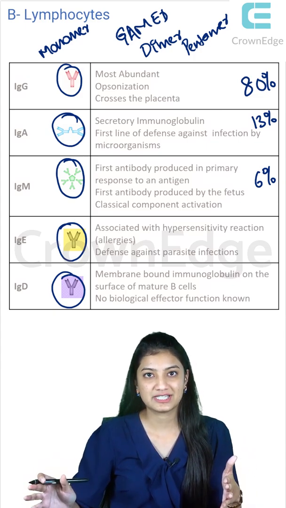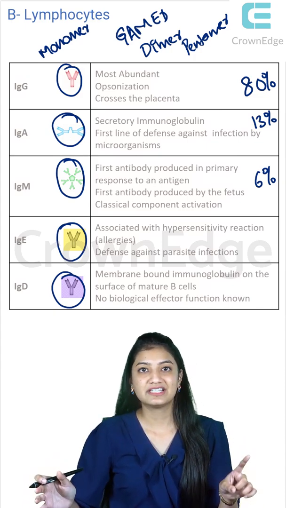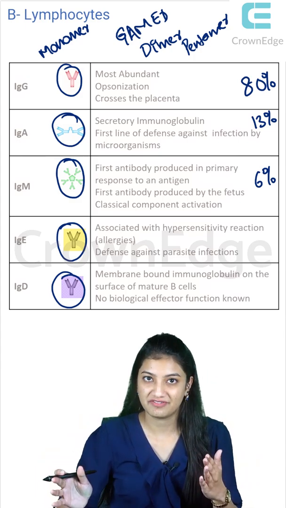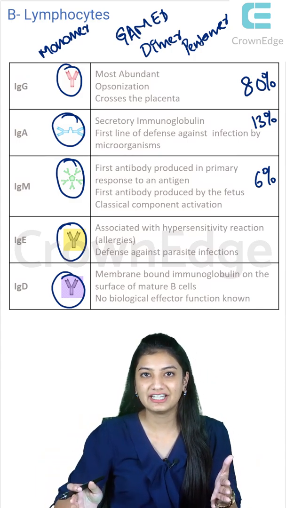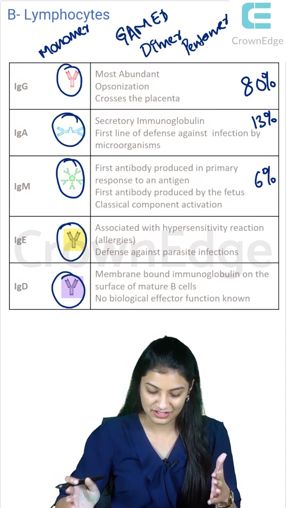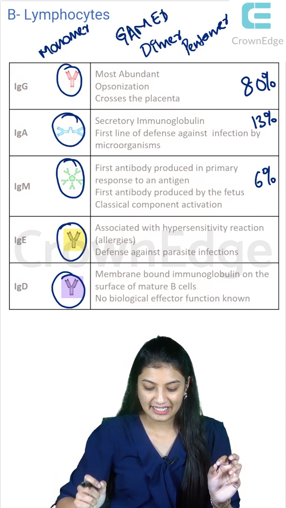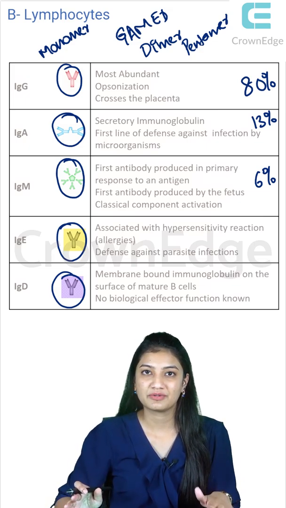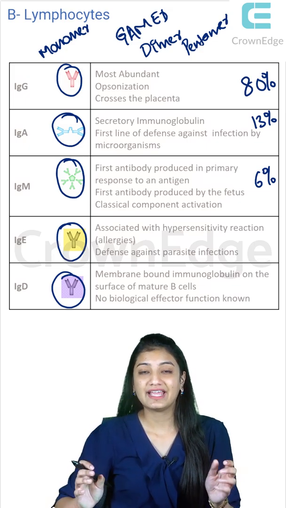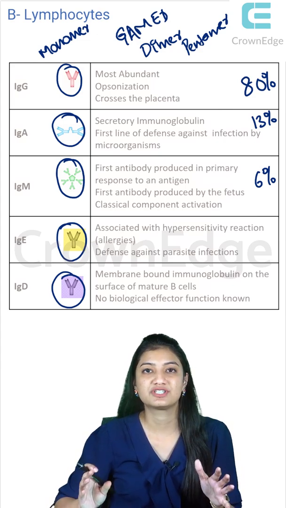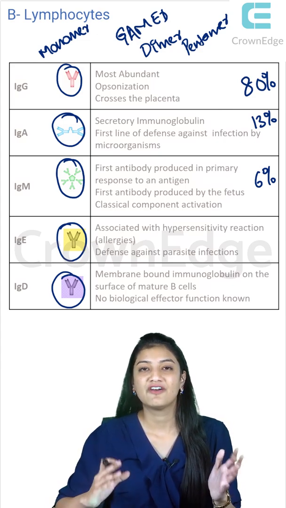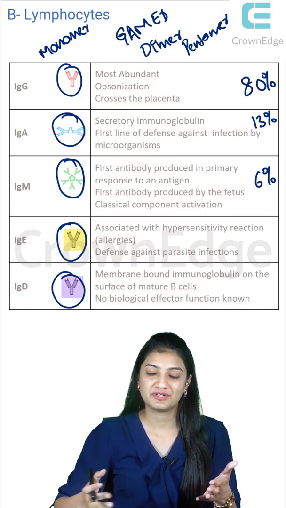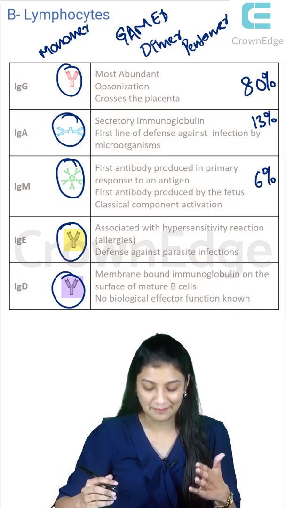in primary response to an antigen. Although IgA is the first line of defense, IgM are the first antibodies which are produced against any antigen. These are also the first antibodies produced by the fetus. You need to remember this, not to get confused. The IgG are the immunoglobulins which cross the placenta from the mother to the fetus, but the first immunoglobulins which are produced by the fetus are IgM.